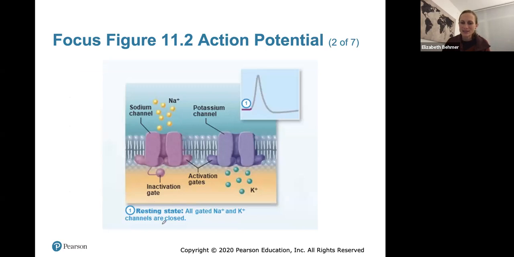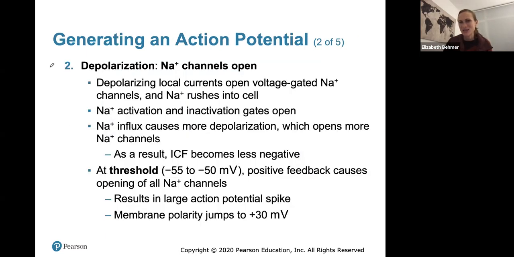So here's the resting state, and all our channels are closed at this point. So the nerve hasn't been stimulated yet because no ions are flowing across the membrane. So we are at resting. Again, we have more sodium outside the cell and more potassium inside the cell. So this is a resting neuron and hasn't been stimulated yet.